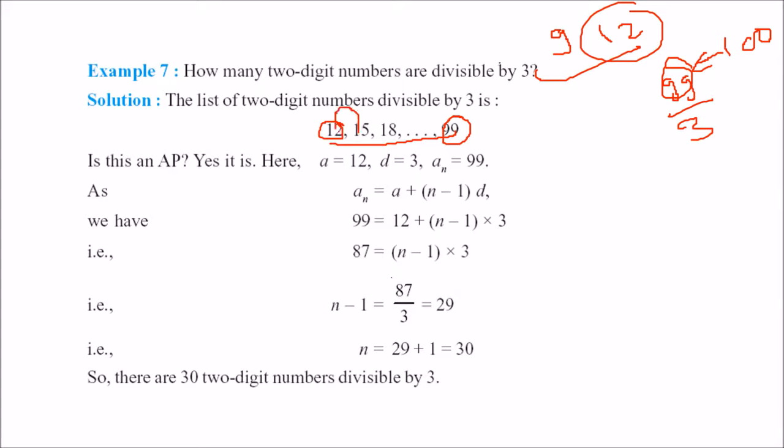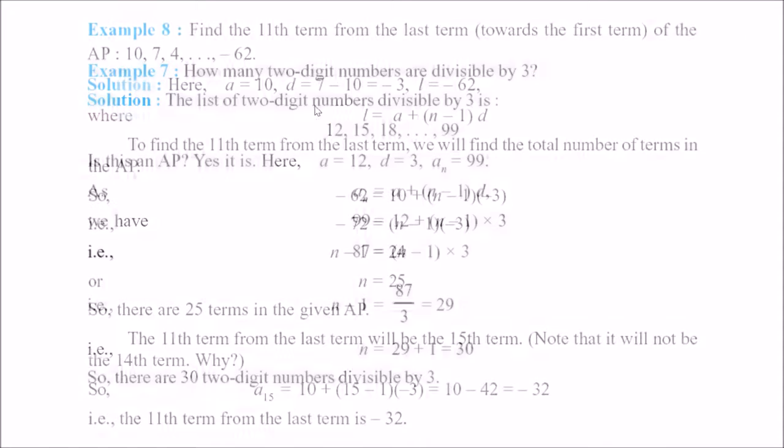The common difference is again 3 because we are dividing by 3. A is 12, D is 3 and the last term AN is 99. You have to find how many terms there are. So AN is equal to A plus (n minus 1) into D. Just place it and n comes to be 30. So there are 30 two-digit numbers which are divisible by 3.